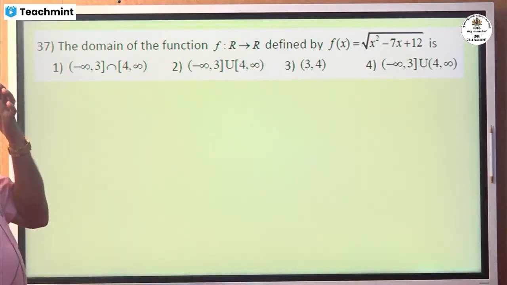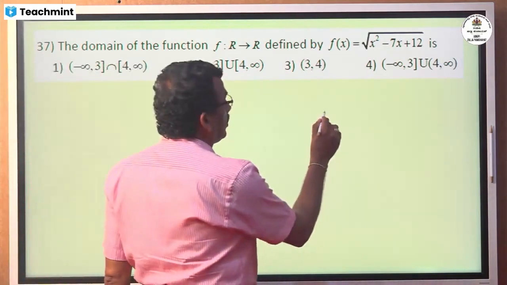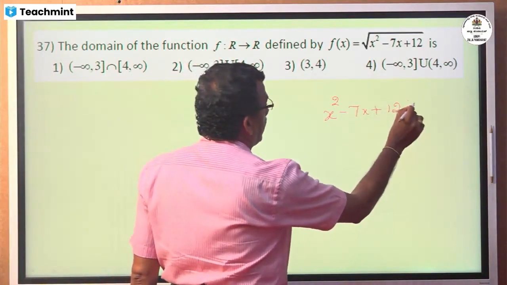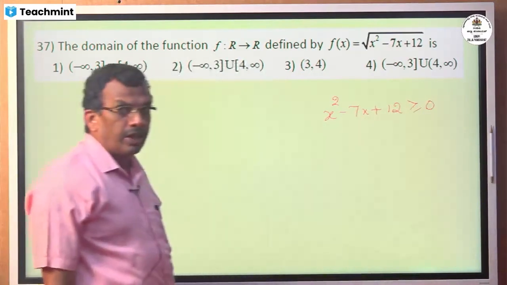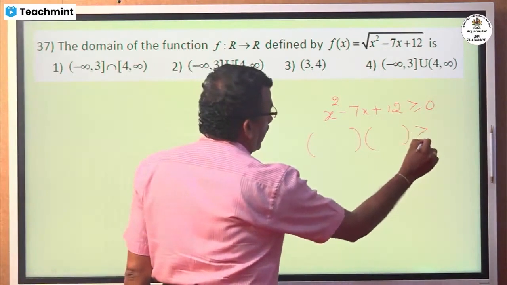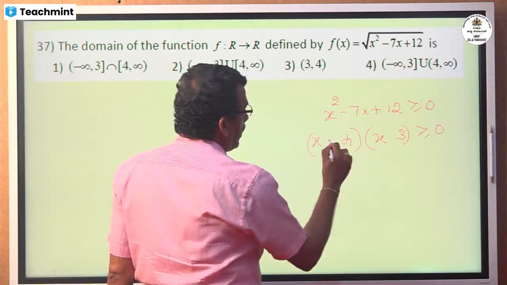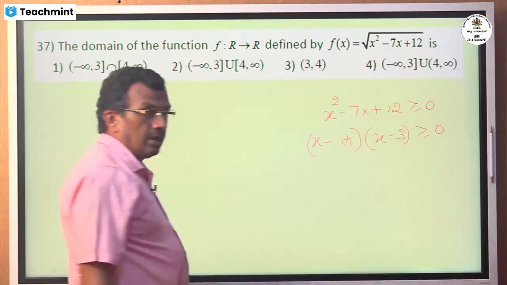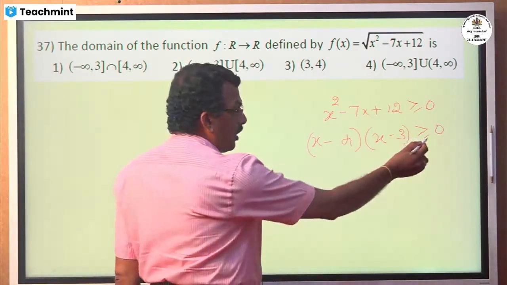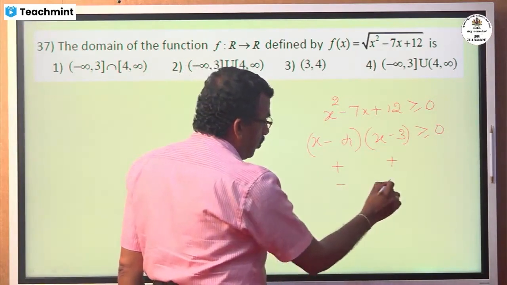The domain of the function f of x equal to this one is, as you know, under the square root, x square minus 7x plus 12 must be greater than or equal to 0. It is a quadratic expression. A quadratic has two factors. x square can be written as x into x, 12 as 4 into 3. The middle term is minus, so both are minus. The product is greater than or equal to 0.